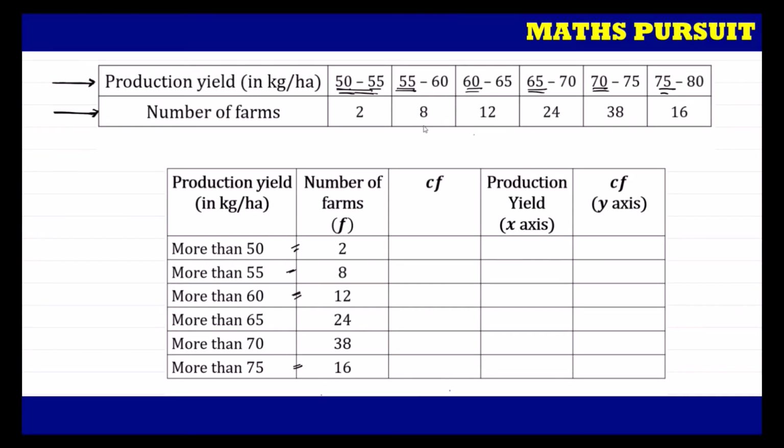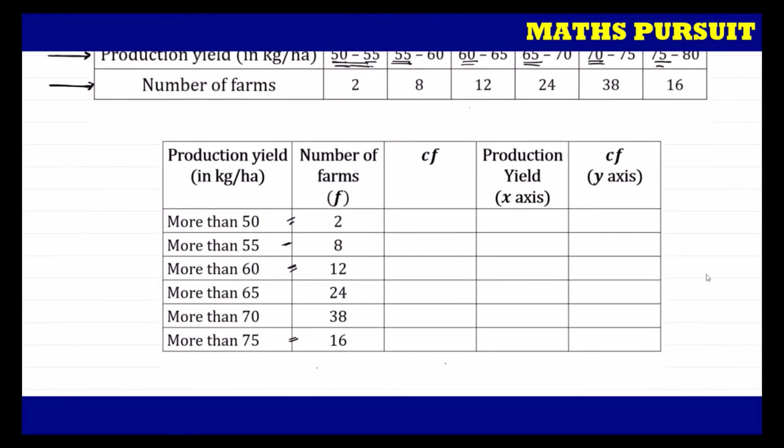After doing all these things, let us look at the frequency. As I told you earlier, we need to sum the frequency first. So let us add all these figures and check what number we get. If we add all these figures together, we get 100.